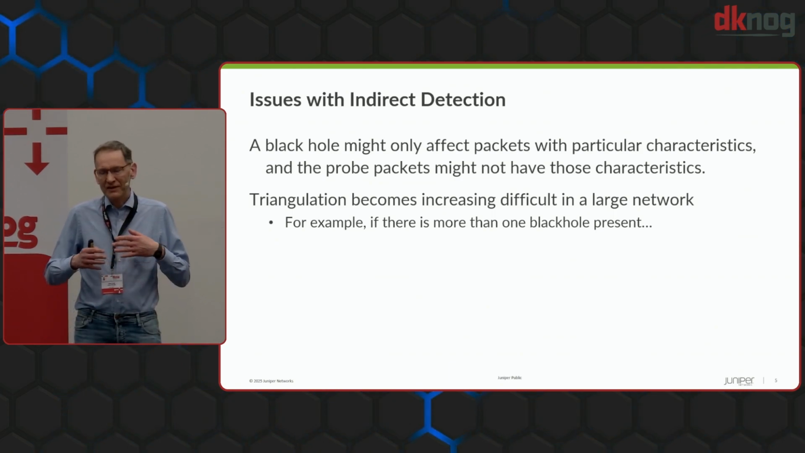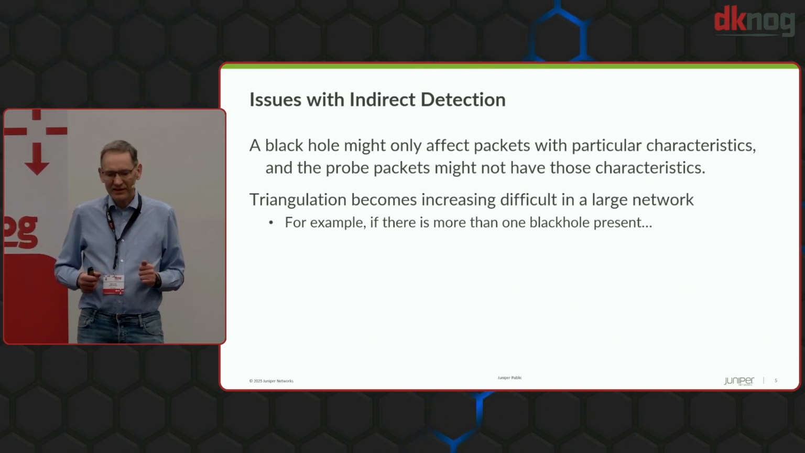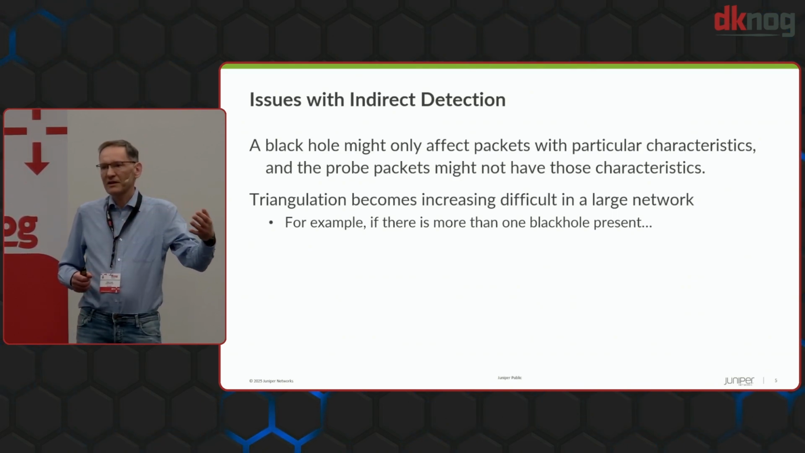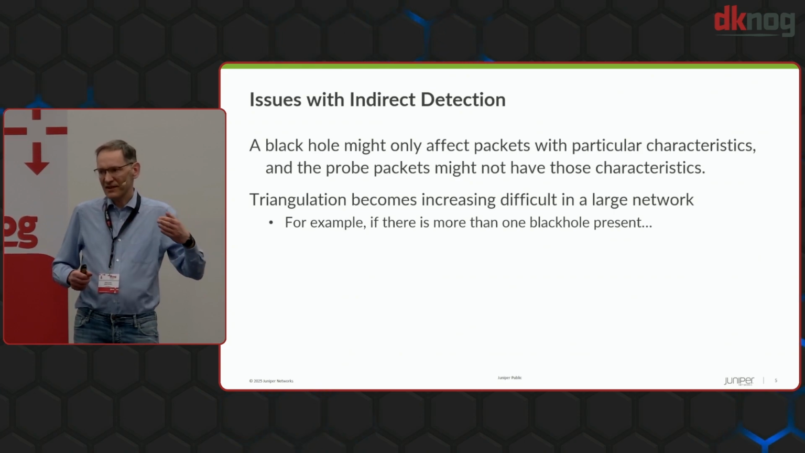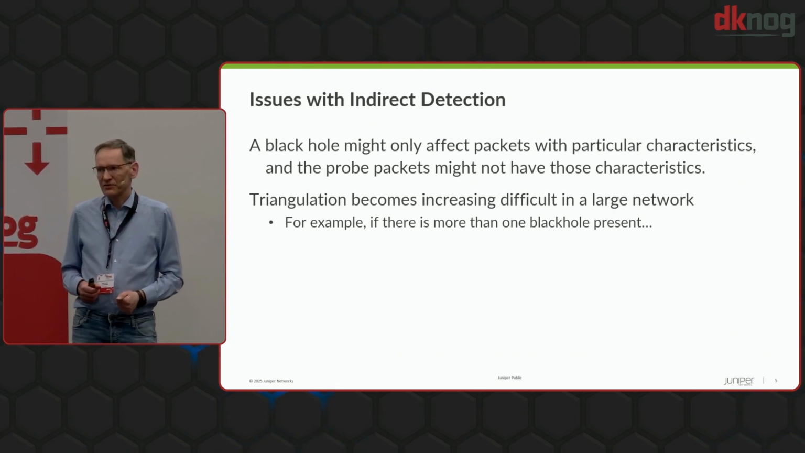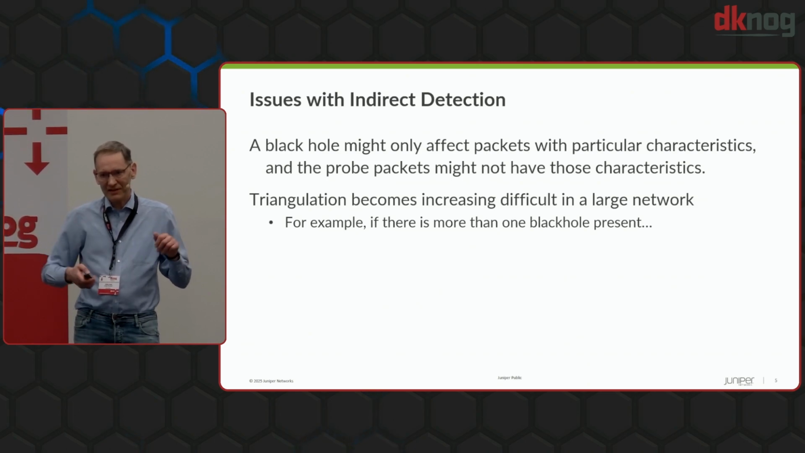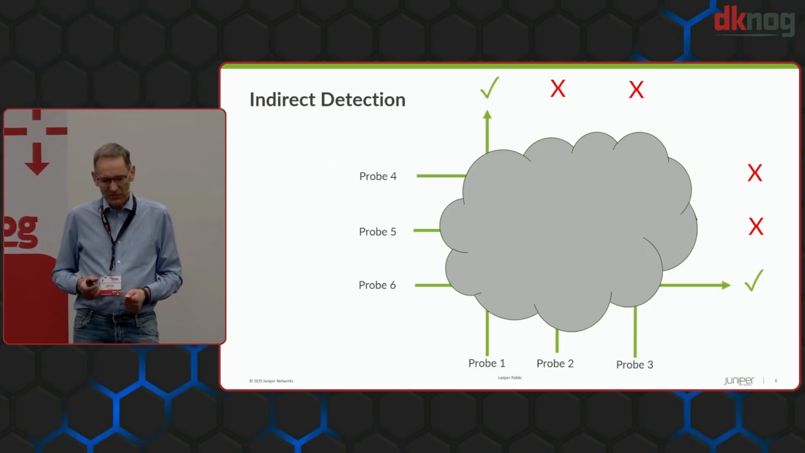And also, as the network gets bigger and bigger, triangulation becomes increasingly difficult, because you'll get probes being dropped for random reasons, like a link going down, you'll lose a couple of probes, and multiple things happening in different parts of the network at the same time.